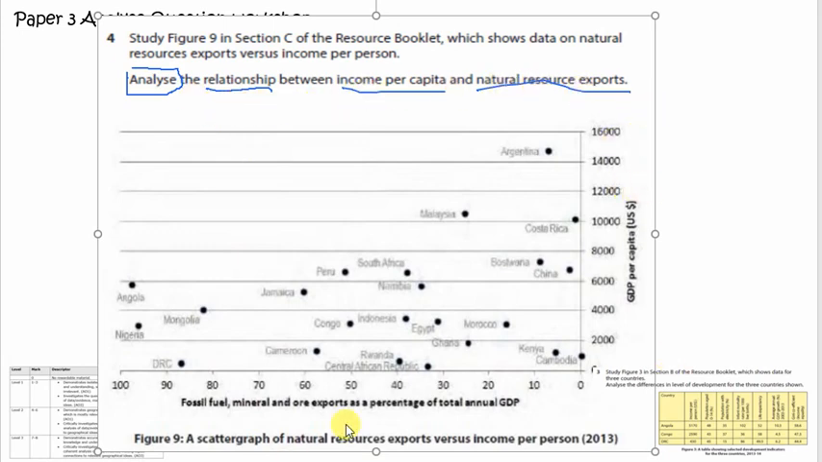We've got a scatter graph. So I always start with the title. A scatter graph of natural resource exports versus income per person. That is what the resource is showing. Start with the title.